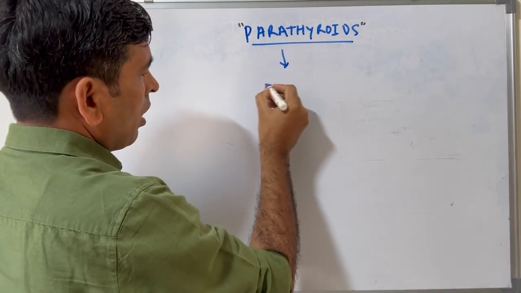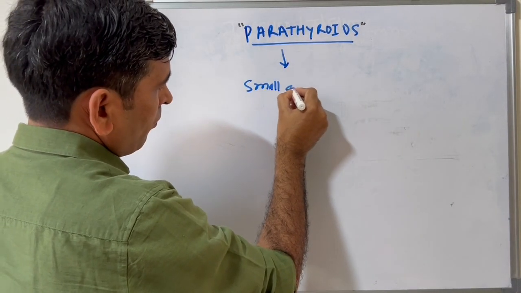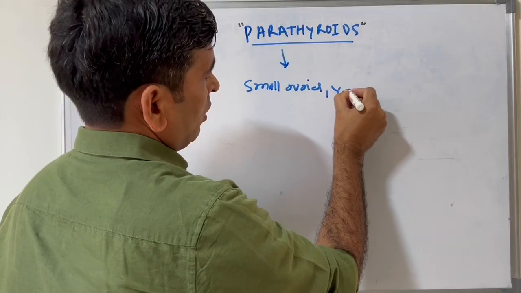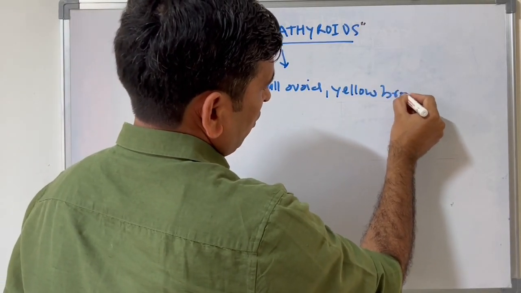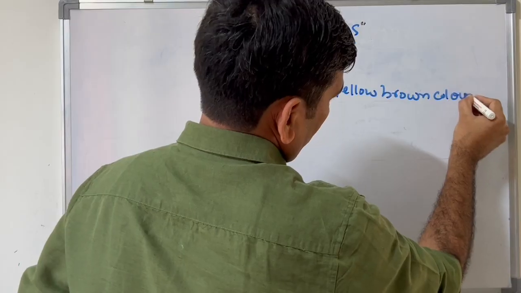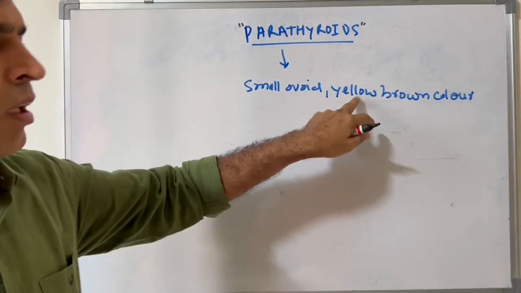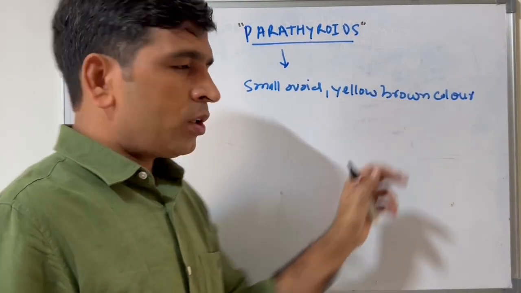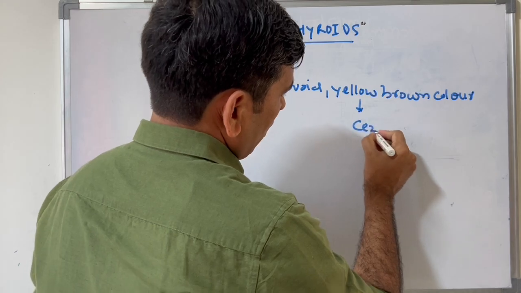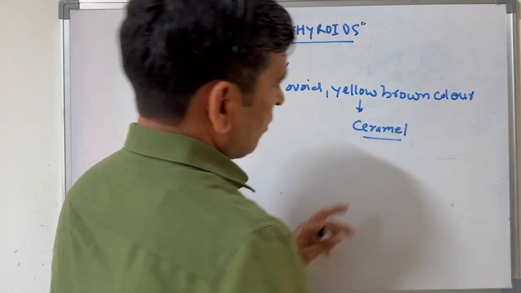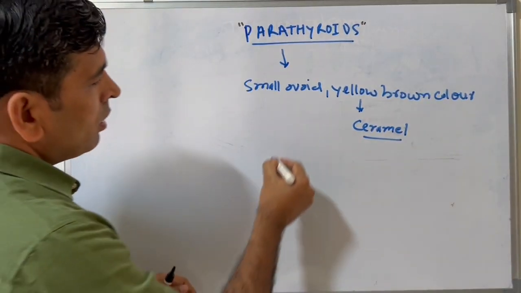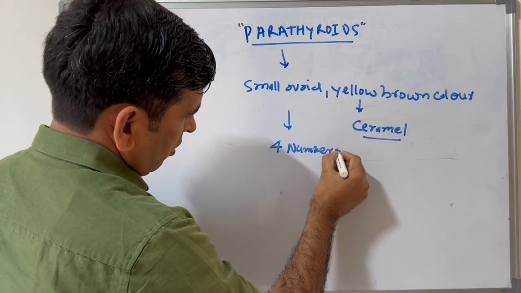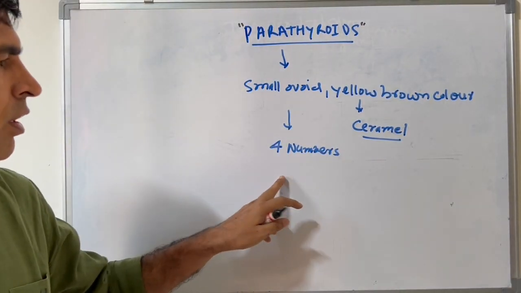These parathyroids are small, ovoid, yellow-brown in color, while the thyroid is reddish brown. The parathyroids are yellow brown, or you can say caramel colored. They are usually four in number, two superior and two inferior.